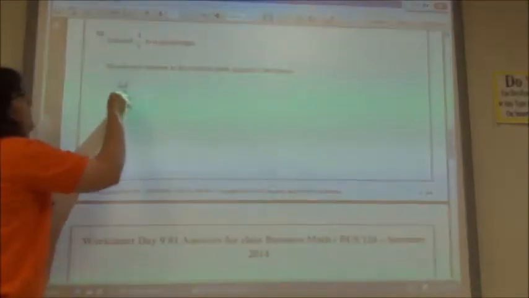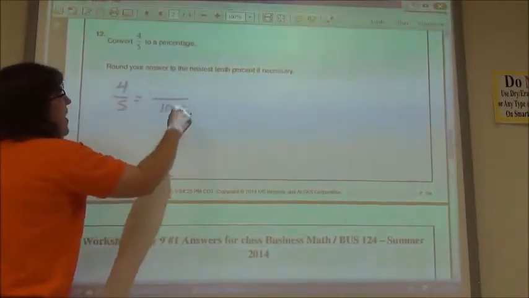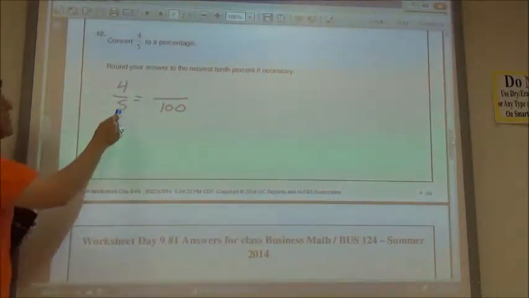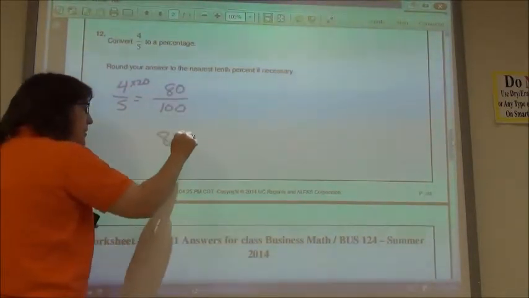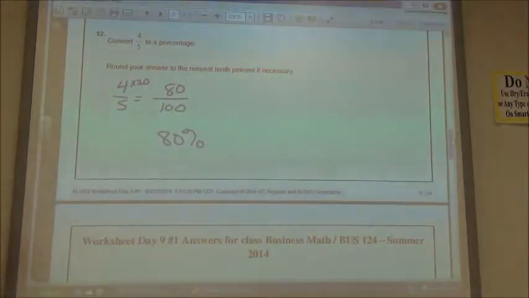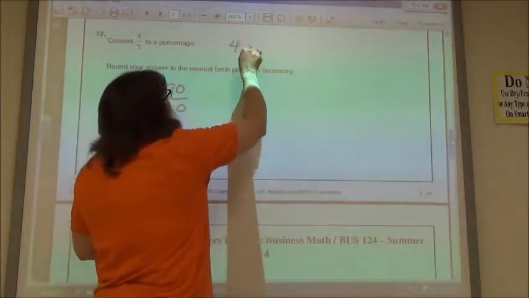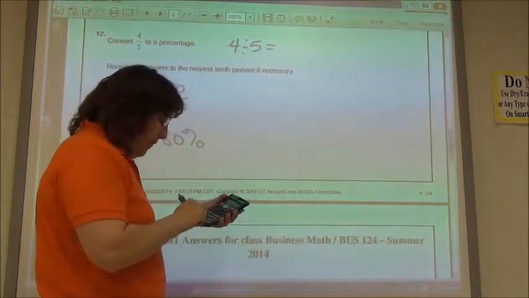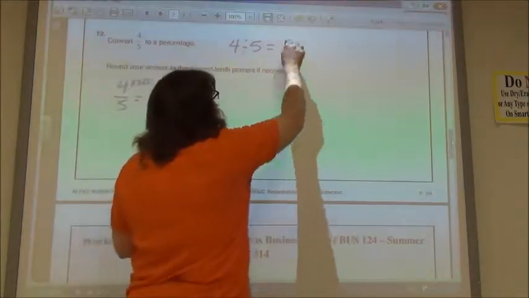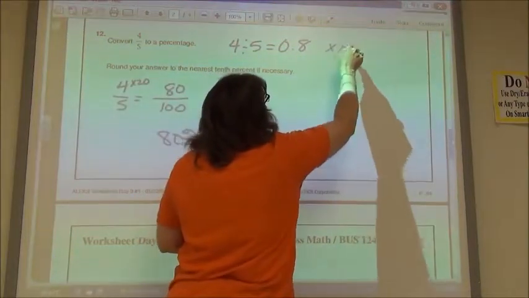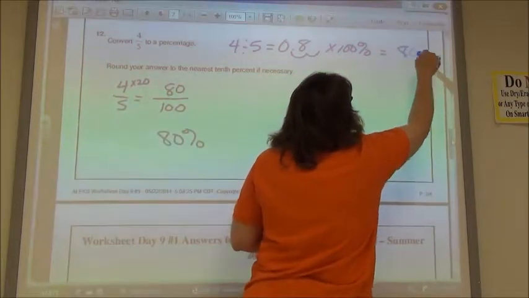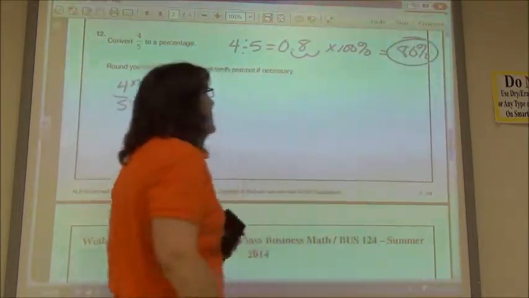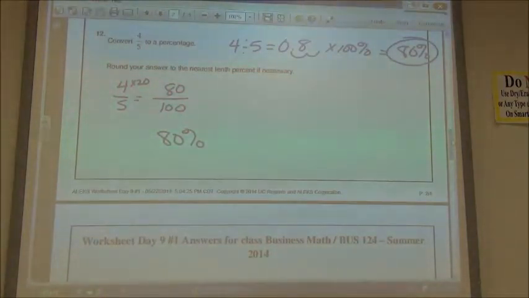4/5 to a percent. 4/5, again, 5 does divide into 100 nicely, so I could say 5 goes into 100 20 times. 20 times 4 is 80. So 80%, got my answer. Or 4 divided by 5 gives me 0.8. I have to times it by 100 to add the percent sign, so move it 2 places, 80%. Either way, I get the same answer. So it's kind of a matter of preference.